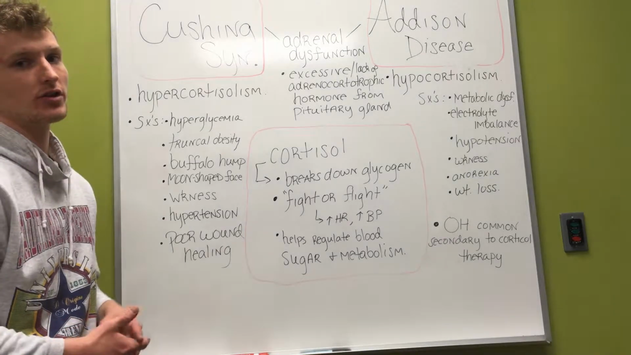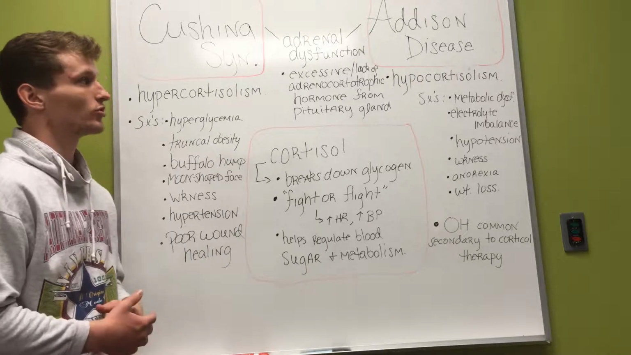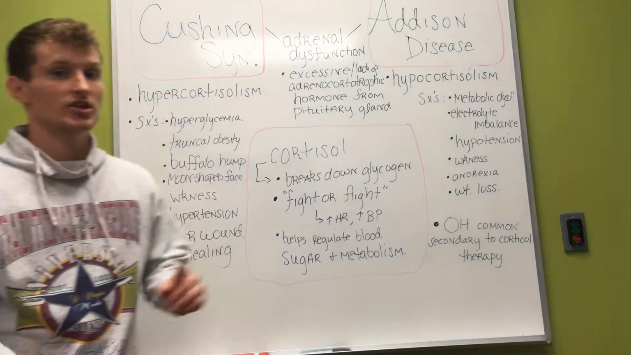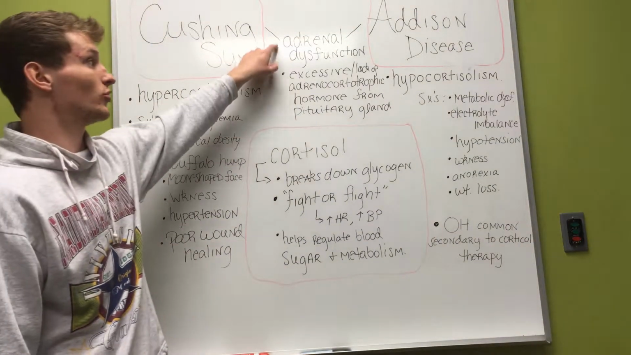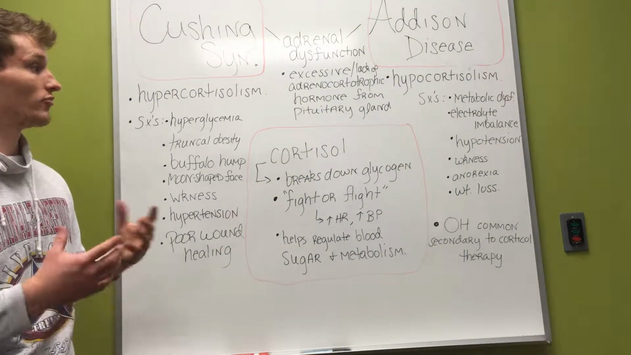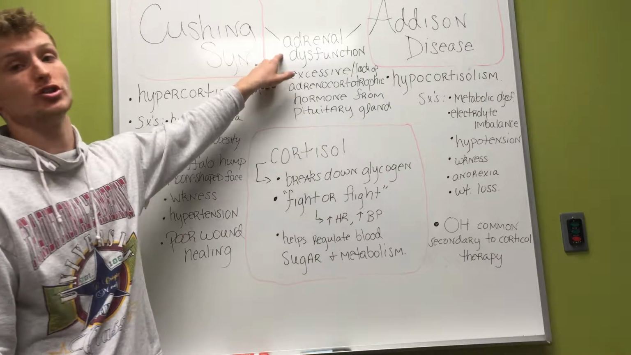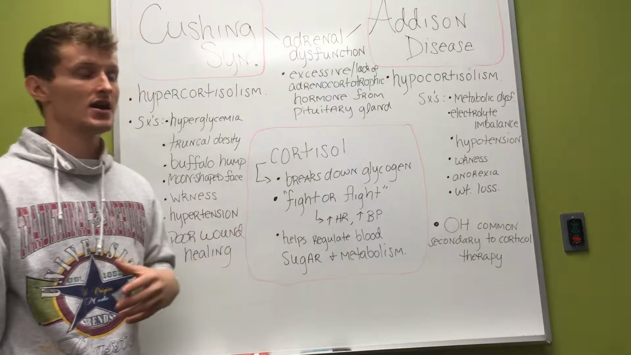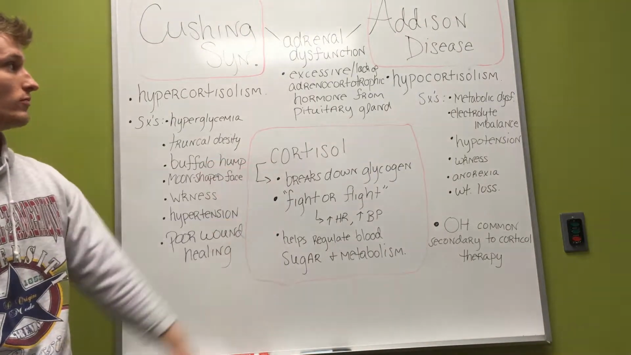Today we're going to be covering two different metabolic disorders. And both of these metabolic disorders originate from the adrenal gland. So they are a result of adrenal dysfunction. The adrenal gland is obviously a gland that is just off of the kidneys that releases the hormone cortisol.